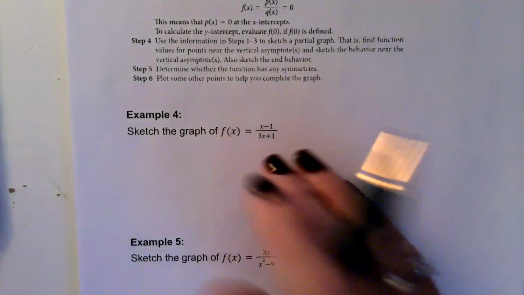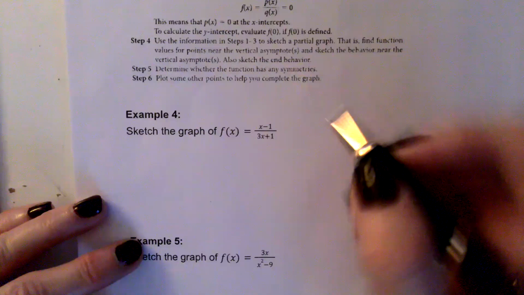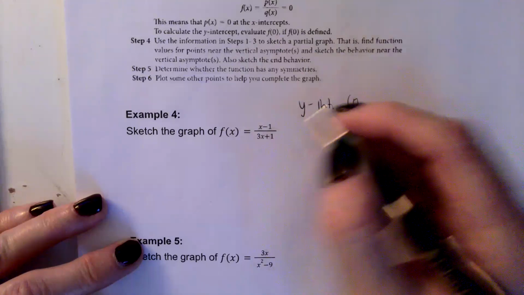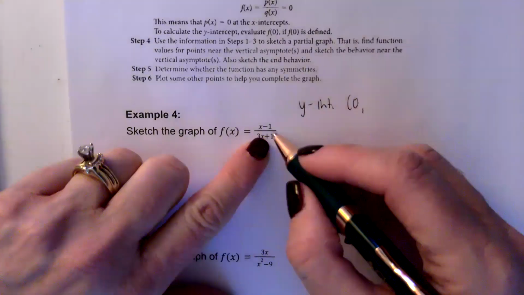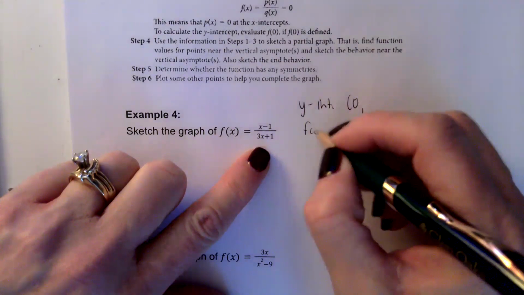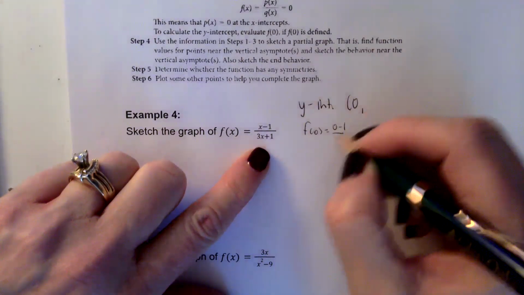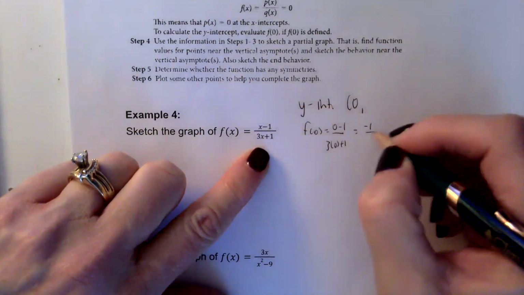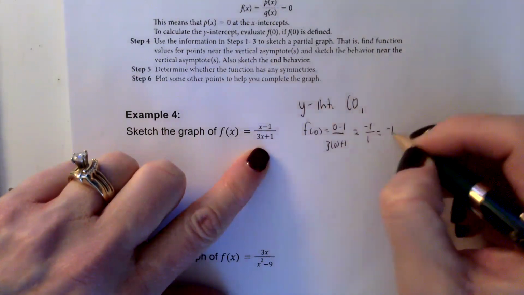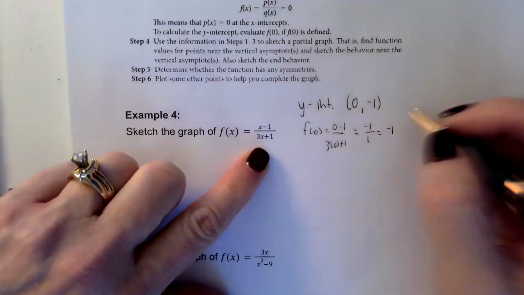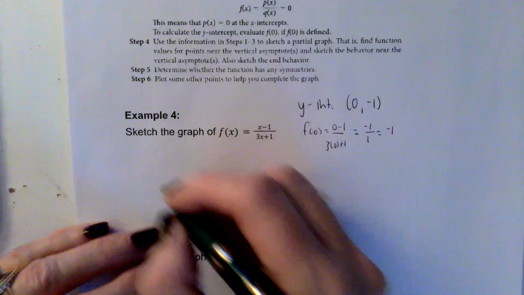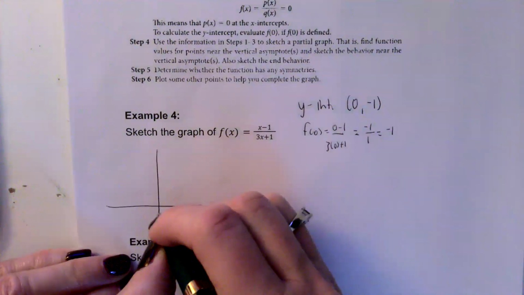So it says, let's sketch the graph. So let's find the y-intercept. That's always the easiest one. It's when x is 0. So when x is 0, we get a -1. So let's just put f of 0. We get 0 minus 1 over 3 times 0 plus 1. So that leaves us with -1 over 1 or -1. Okay, so there's 1 point, 0 and -1.